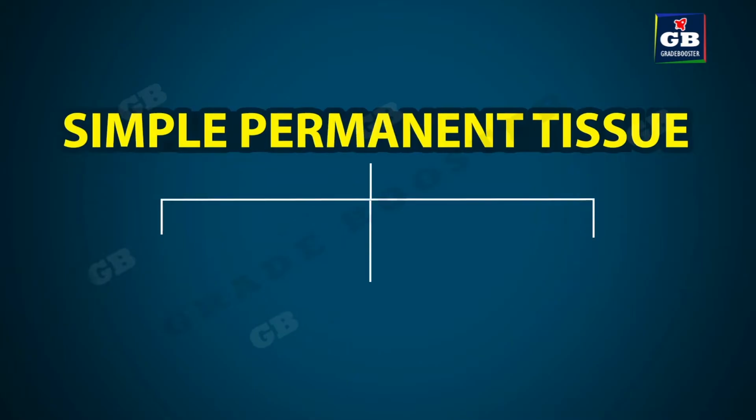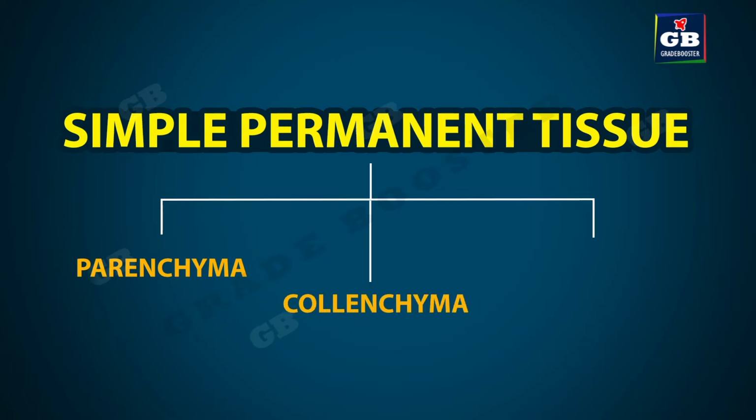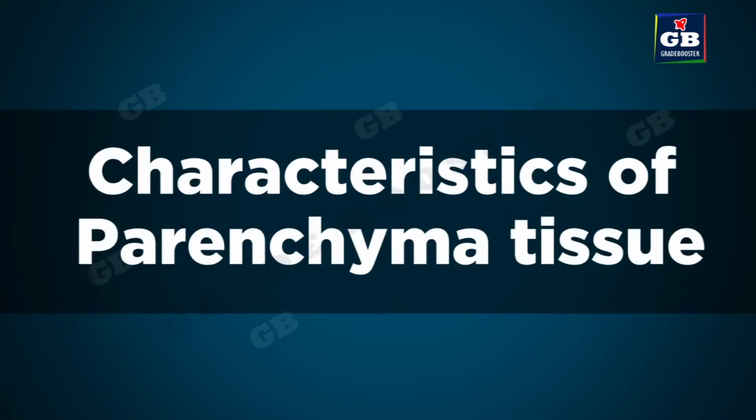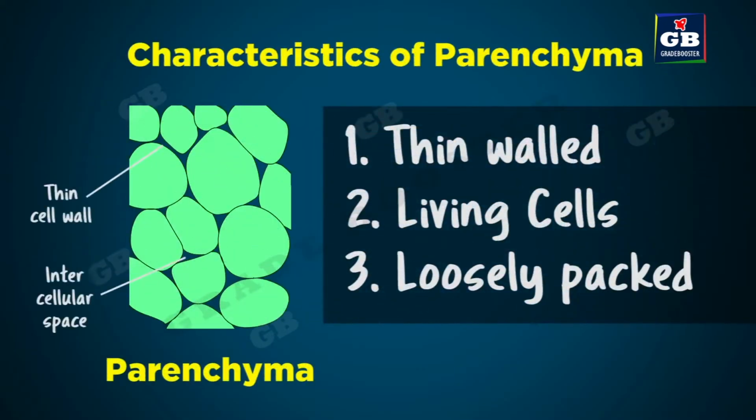Now let's see the simple permanent tissue. Simple permanent tissue is of three types. 1. Parenchyma, 2. Collenchyma, 3. Sclerenchyma. First, let us learn about parenchyma. Characteristics of parenchyma tissue. The cells of parenchyma tissue are thin-walled. They are living cells. They are loosely packed and thus there are large spaces between the cells of this tissue.